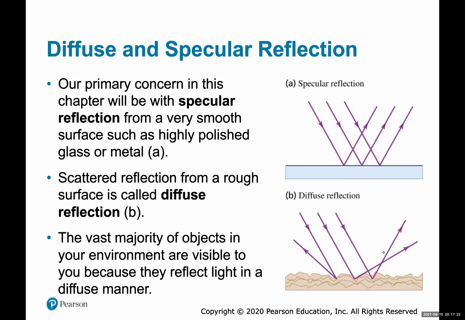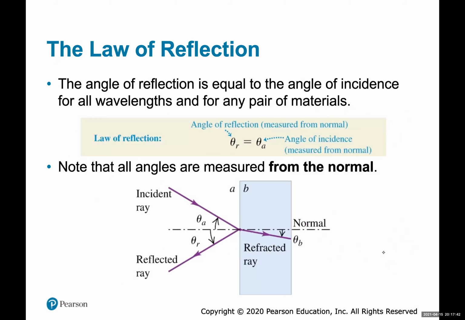Having said that, even though that's the thing we rely on to see, mathematically, it's hard to describe because it's not regular. It's specular reflection that we're particularly interested in here because it obeys a regular law that describes its behavior. And that law is simply that the angle of incidence and the angle of reflection have to be equal.